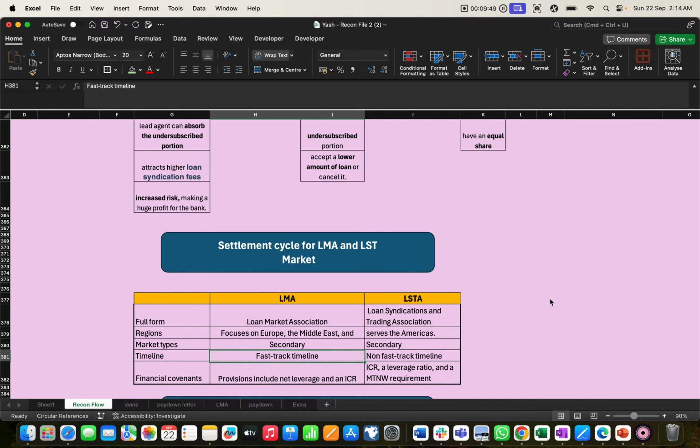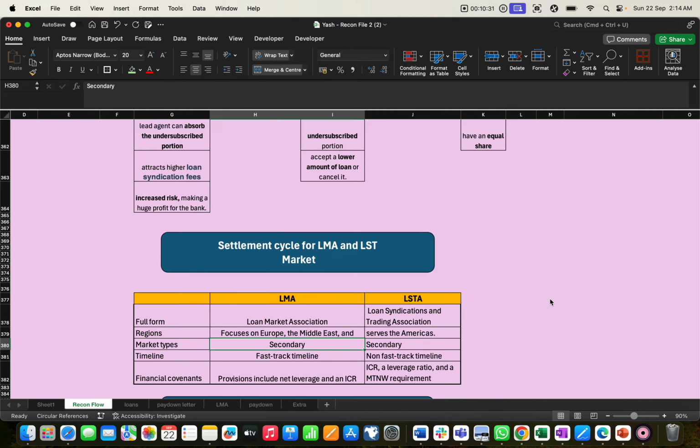We said that the LMA market and the LSTA market. So we'll go one by one. Okay, first we'll reach the LMA market. LMA stands for Loan Market Association. Each market operates in a different region. The LMA market focuses on Europe, the Middle East and Africa. In our corporate we call it EMEA, Europe, Middle East and Africa, and the project supports this market.